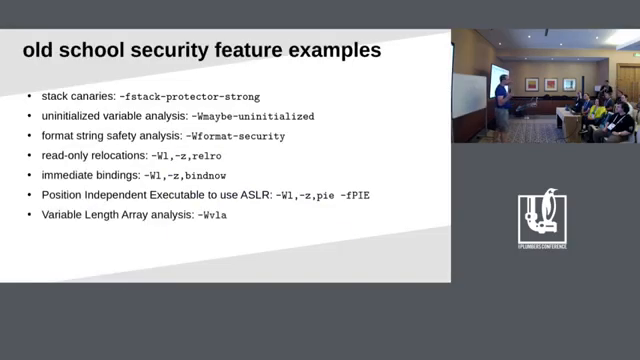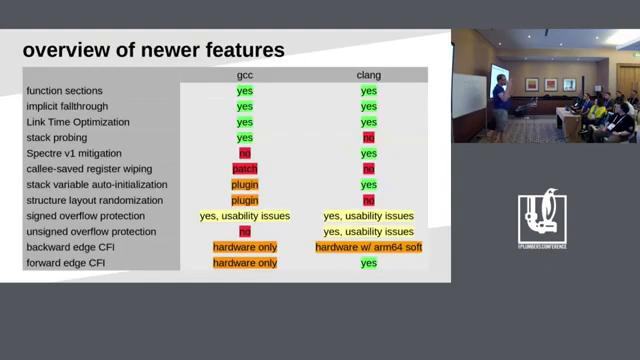Looking back at old school security feature examples, stack canaries, uninitialized variables and format strings should be pretty familiar at this point. These are well supported, although we do occasionally see bugs in various pieces of it. But these are the things I would call done on the toolchain side. And this presentation is mainly about the pieces I'm going to go through in the following slides, what's missing and what I'd really like to see.